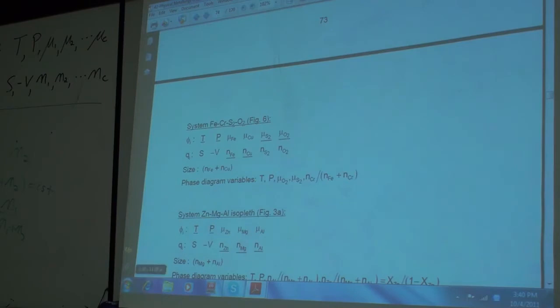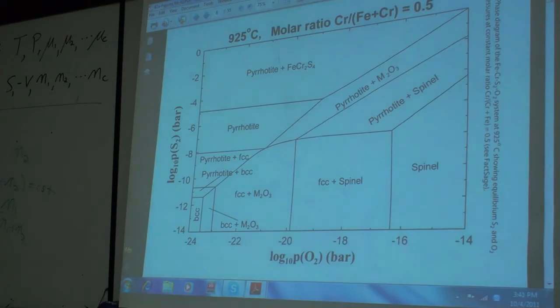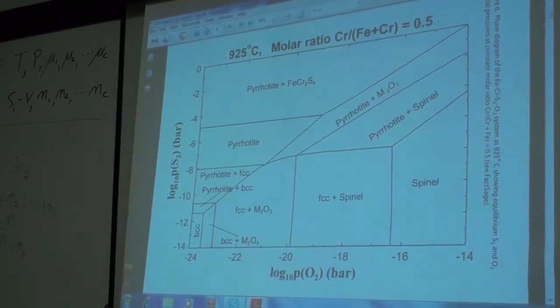This should be mu of chrome, and this should be n of chrome because it's the iron chrome sulfur oxide system. So those are my variables: temperature, pressure, chemical potential of oxygen, chemical potential of sulfur, and my normalized extensive variable. And if you look back to the diagram on figure 6, that's what I plotted. Chemical potential of sulfur versus chemical potential of oxygen, keeping the temperature constant and the molar ratio of chrome over iron plus chrome at 1.5.